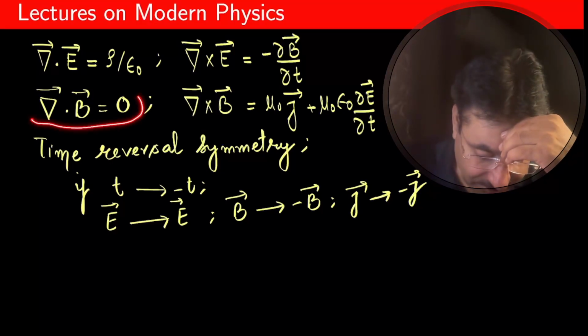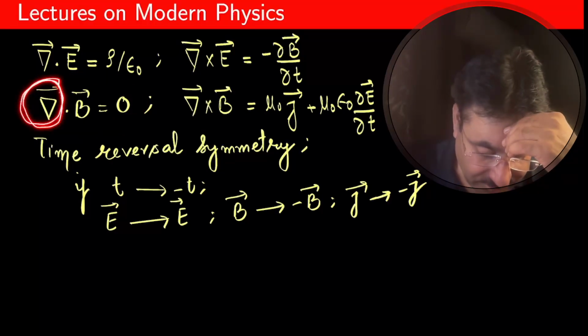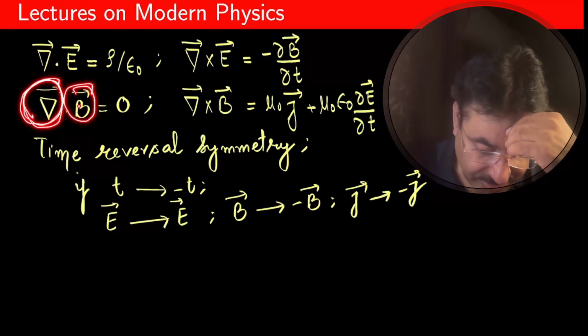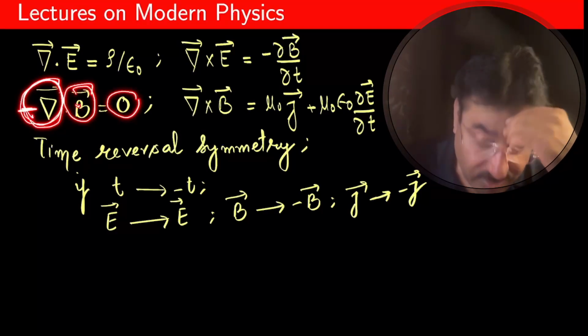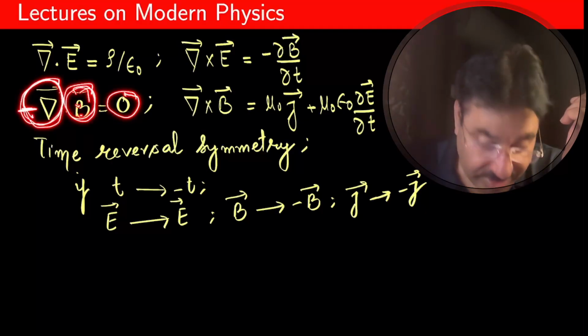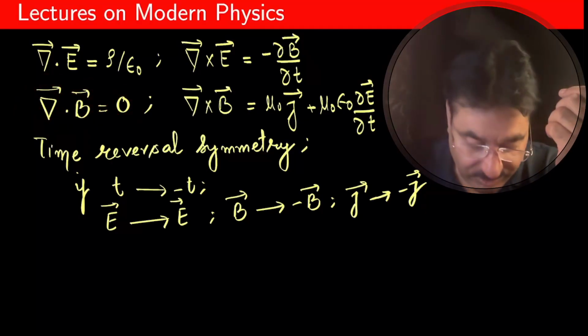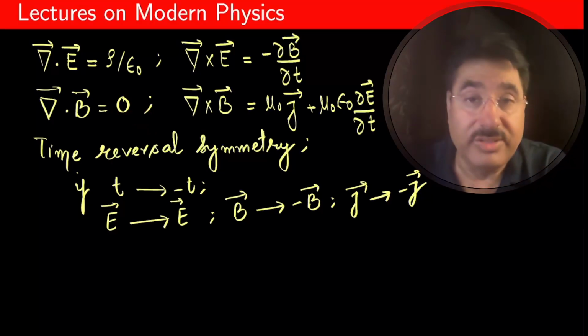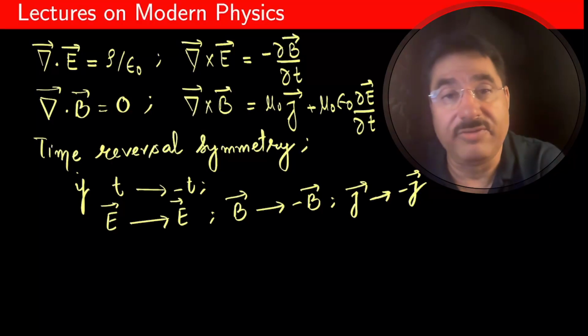Similarly, if you look at the third equation, this has nothing to do with time. This will change the signature and become minus. But anyway, it's equal to 0. So changing the signature here makes no difference, because on this side it's anyway equal to 0. So you can take the negative common and it still remains the same form.